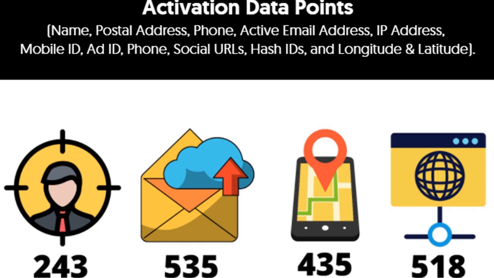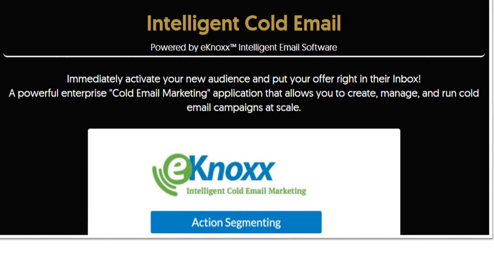We are talking activation data points such as names, postal addresses, phone numbers, active email addresses, IP addresses, mobile IDs, advertising IDs, phones, social URLs, hash IDs, longitudes and latitudes, and so much more. They have an intelligent cold email system called Enox. It immediately activates your new audience and puts your offer right into their inbox, no matter where they are. This is a powerful enterprise cold email marketing application that allows you to create, manage, and run cold email campaigns at scale. But stick around. I'm going to tell you how they change this into hot leads that buy your product.